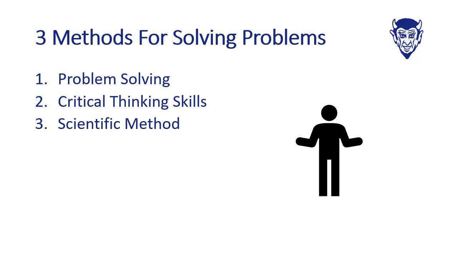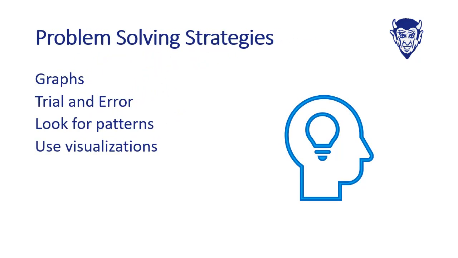There are three methods we can use to solve problems: problem solving, critical thinking skills, scientific method. The next few slides will dig a little deeper into each method. According to the website Verywell Mind, problem solving is a mental process that involves discovering, analyzing, and solving problems. The goal of problem solving is to overcome obstacles and find a solution that best resolves the issue. There are best strategies for solving a problem. How you solve the problem depends on the situation.